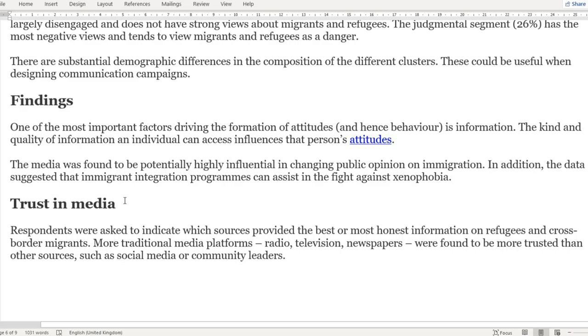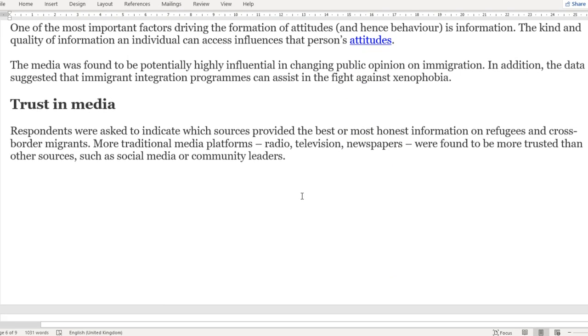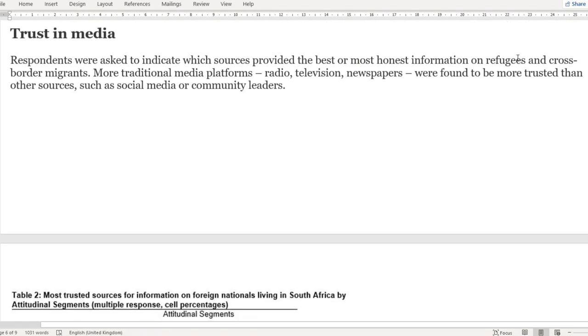In addition, the data suggests that immigrant integration programs can assist in the fight against xenophobia. Trust in the media. Respondents were asked to indicate which sources provide the best and most honest information on refugees and cross-border migrants. More traditional media platforms, radio, television, newspaper, were found to be more trusted than other sources such as social media and community leaders.